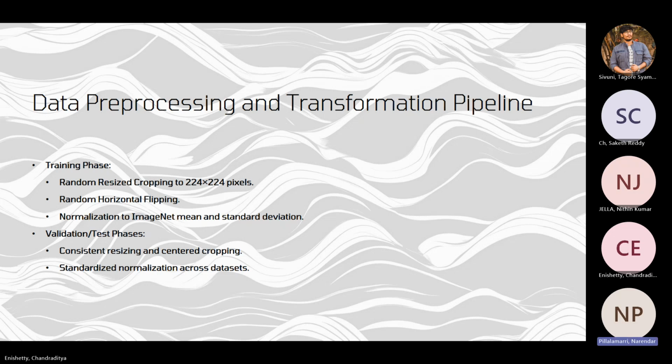Okay. Now we'll look into the data preprocessing and transformation pipeline. Here we have split the dataset into three parts: training, testing, and validation. For validation, we have given 20%. For training, 60%. And for testing, 20%. In the training phase, we randomly resized the images to 224 by 224 pixels and applied normalization. In the validation phase, we consistently resized and center-cropped images, and used standardized normalization across the datasets.